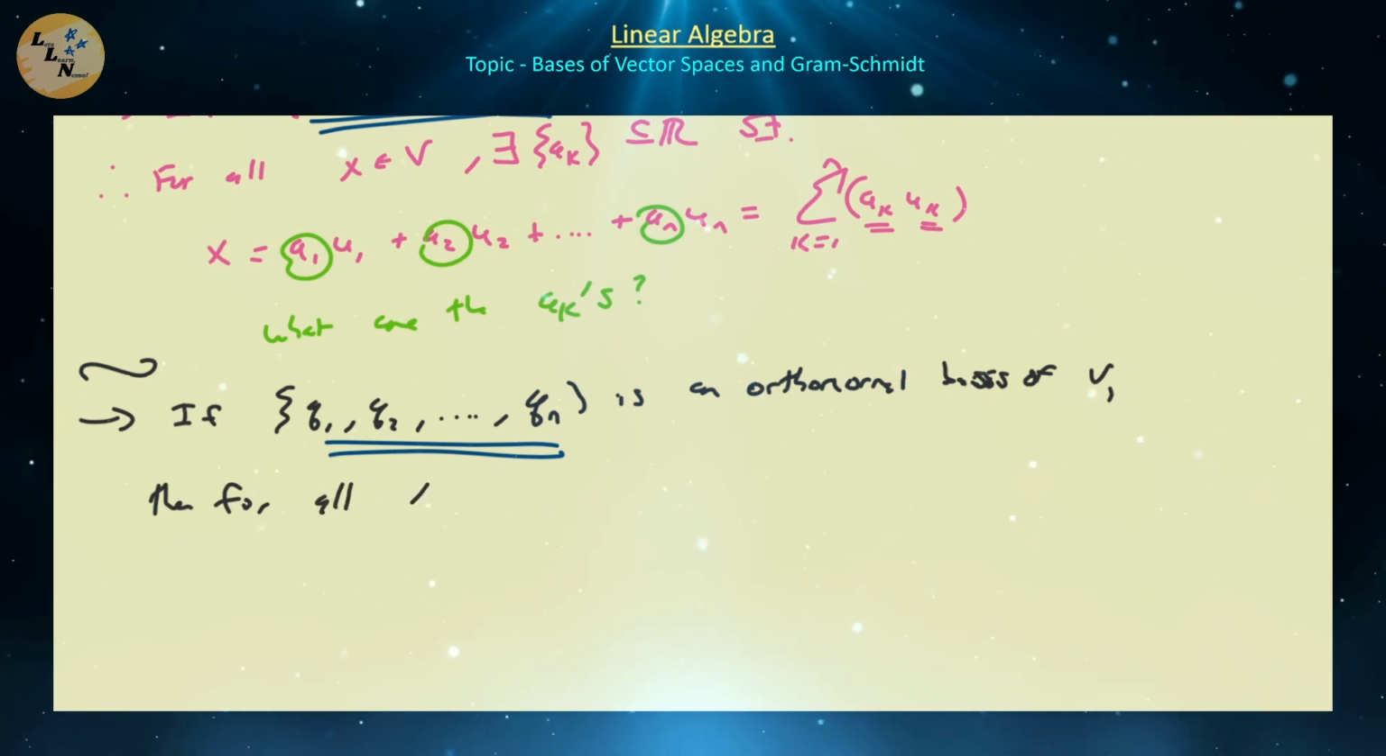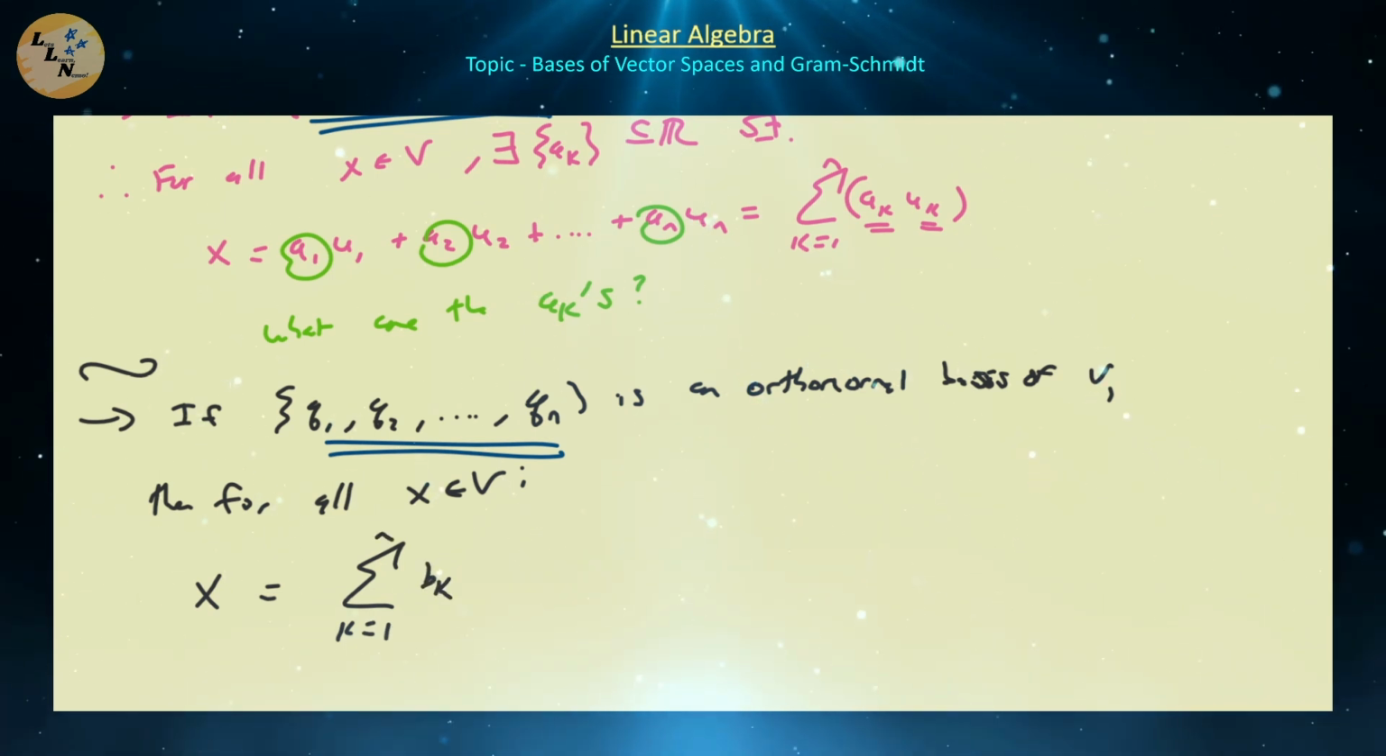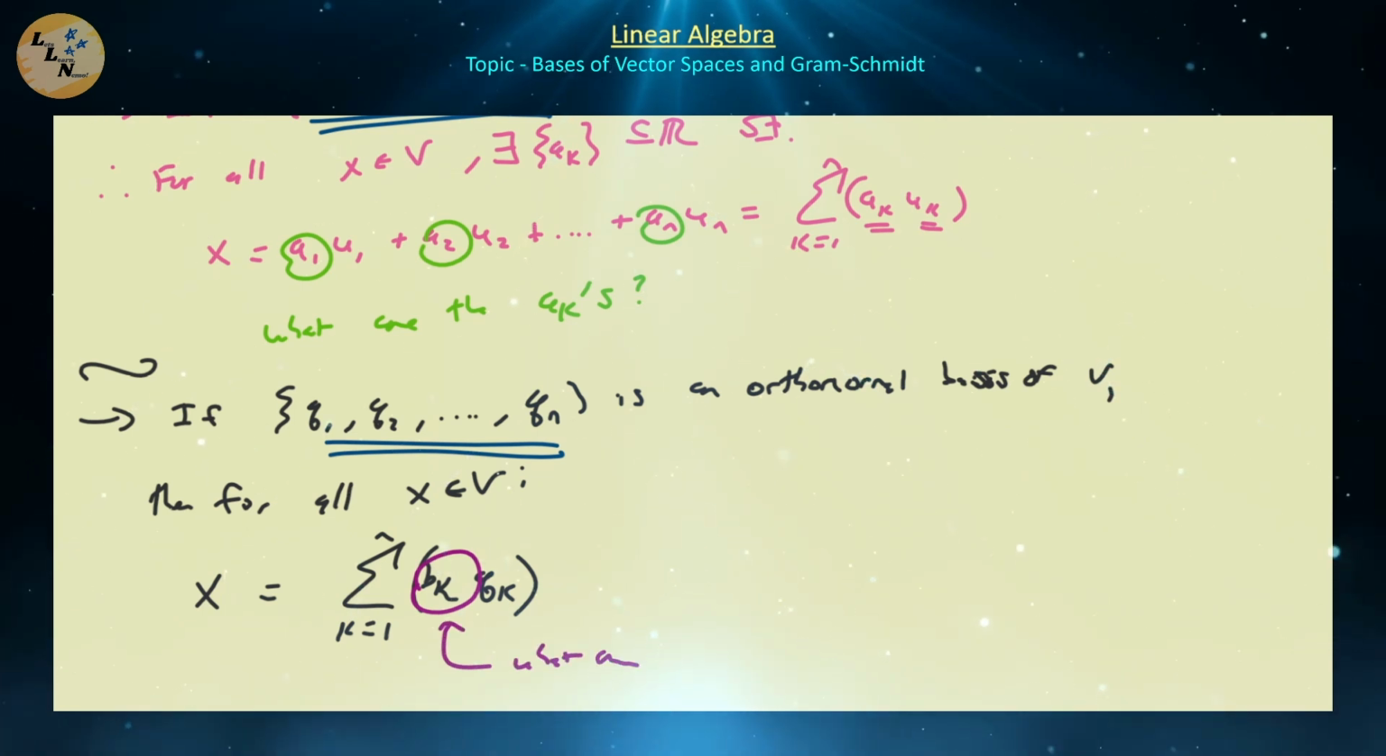Then again, for all x in V, we can represent x as a linear combination of these vectors, right? So in particular, the sum from k equal to 1 to n of, again, some constants. Let's call them, for example, bk, qk. Right? But again, we need to figure out, what are these bk's? What are these bk's equal to?